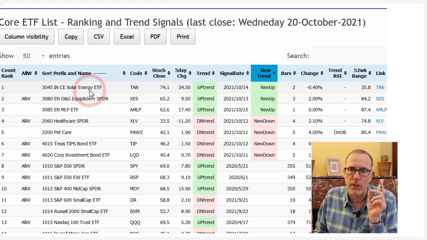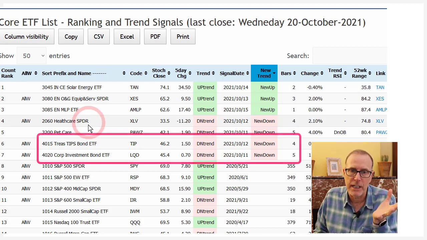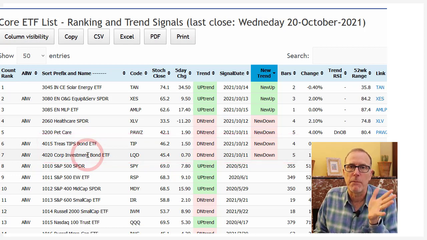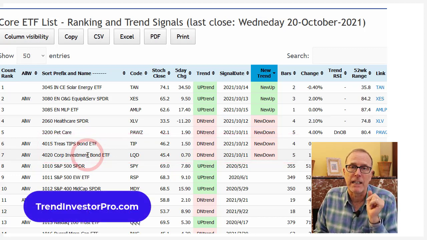So we're seeing some strength again in energy, and it's interesting to see solar energy perking up here with that trend signal there. Now we got some downtrends in healthcare, but importantly, I think we got bonds. TIPS is in a downtrend, TLT is in a downtrend, corporate bonds are in a downtrend. So that means money's moving into bonds, and that could mean money moving into stocks.